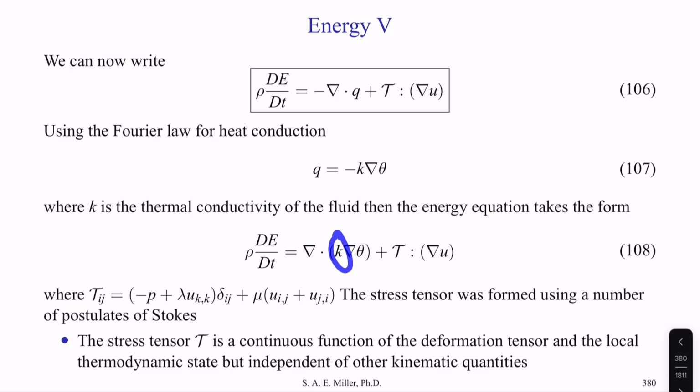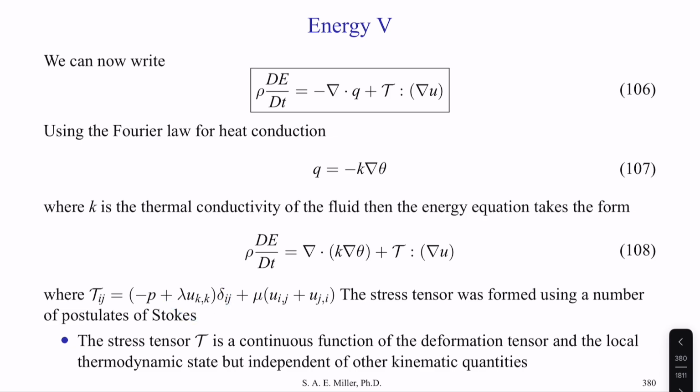Note that K stands right next to the nabla theta, because K might be a function changing in space, which is quite normal, depending on the properties of the local fluid. We'll then define the stress tensor tau ij as negative p plus lambda u k,k delta ij, where lambda is the second coefficient of viscosity, plus mu, the first coefficient of viscosity, times u i,j plus u j,i. This is the typical form shown in undergraduate fluid dynamics. In compressible flows, we often keep this particular term.